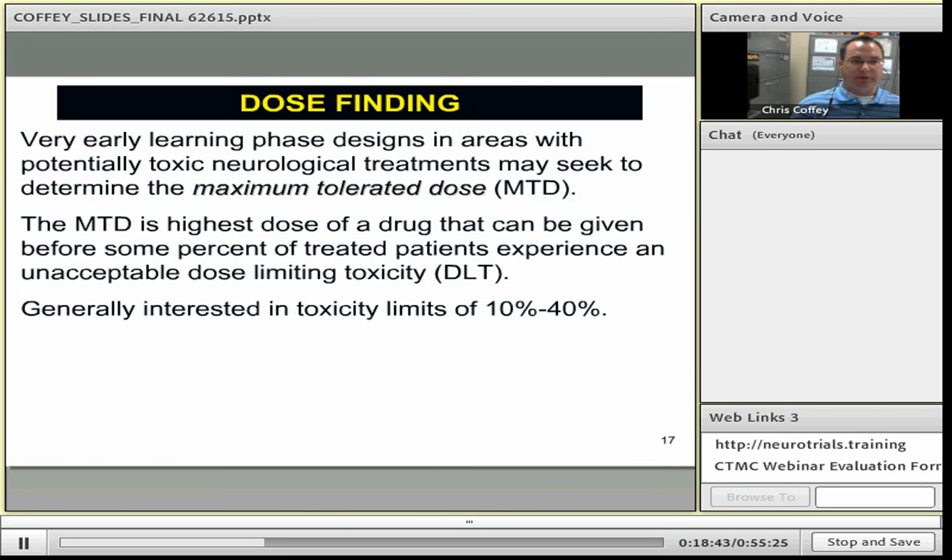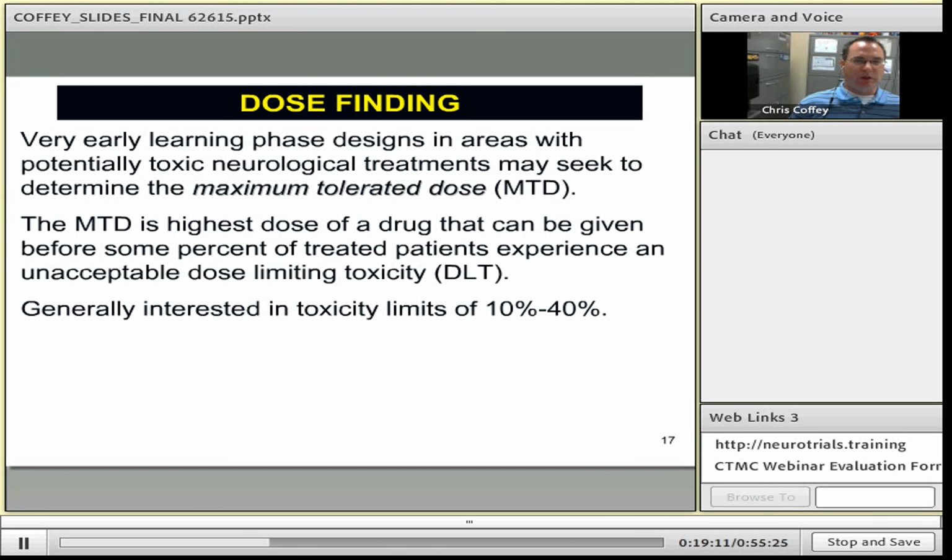This is where you're in the earliest dose finding situation. With neurological diseases, if you have something that you think is potentially toxic, one of the earliest studies might be to just find the maximum tolerated dose. The maximum tolerated dose here is defined as the highest dose of a drug that you can give before some percent of treated patients experience what we call an unacceptable dose limiting toxicity. And that would be defined in advance in the protocol.